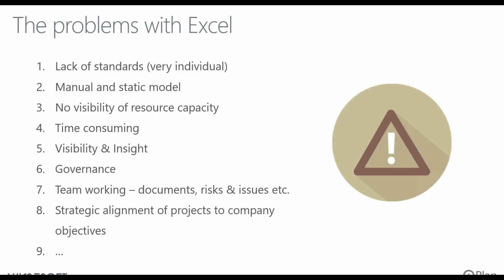Ultimately, it's time consuming. It's harder to get visibility and insight into all the dimensions of the project. The governance and prioritization typically isn't part of this. And teams are always working on other things that impact the projects, things like documents, issues, risks, and other things that are related to the project management data set, of which resource management is just one component. And as I talked about, strategic alignment of projects to company objectives and the priorities that we have are usually not clear when you're using a spreadsheet type of model.